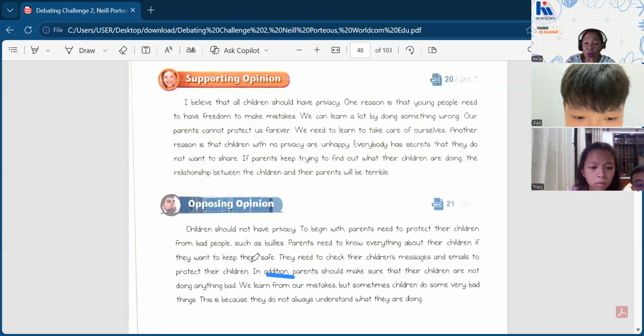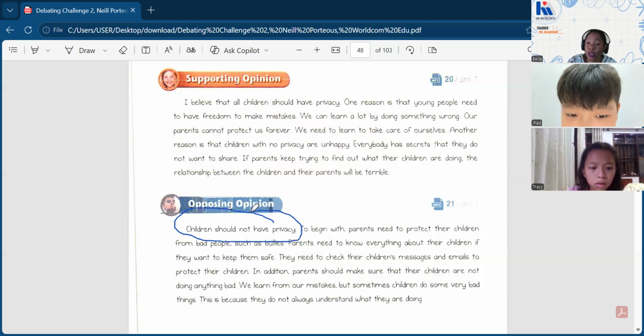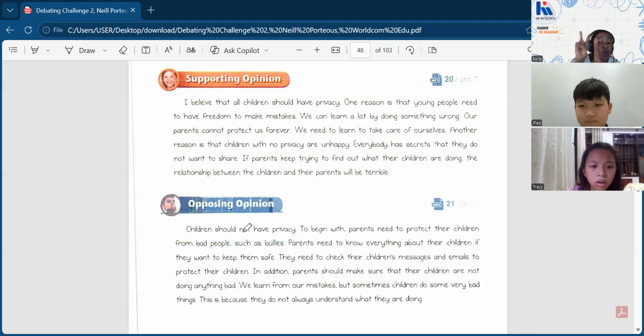Now, you read the opposing opinion, Tom, and the opposing opinion says children should not have privacy. This is the opposite of the supporting opinion. The supporting opinion says children should have privacy, but this one says children should not have privacy. And this is the main idea. Now, it has two supporting ideas. The first supporting idea says, to begin with, parents need to protect their children from bad people, such as bullies.